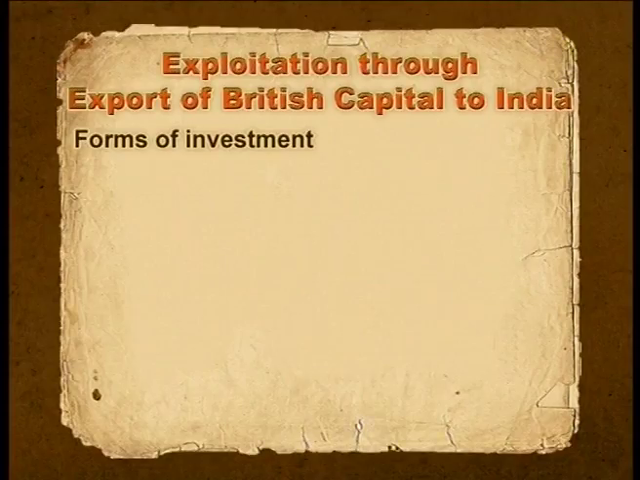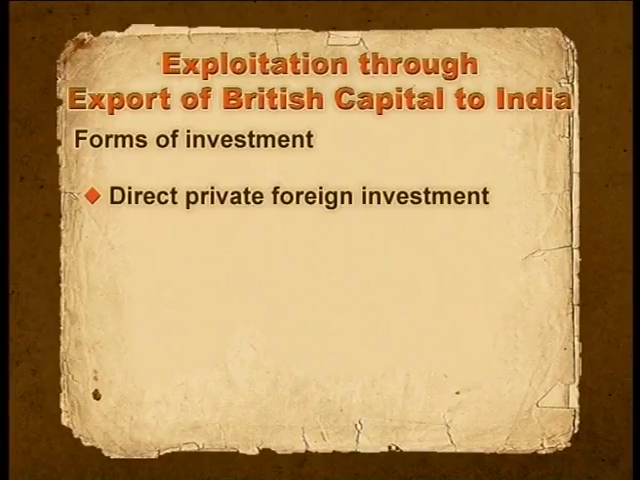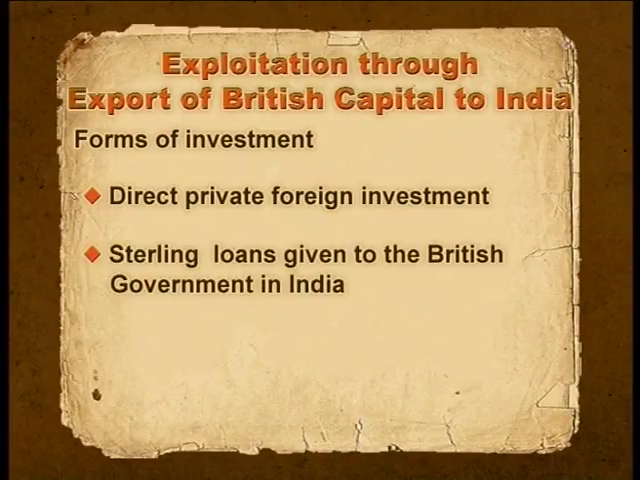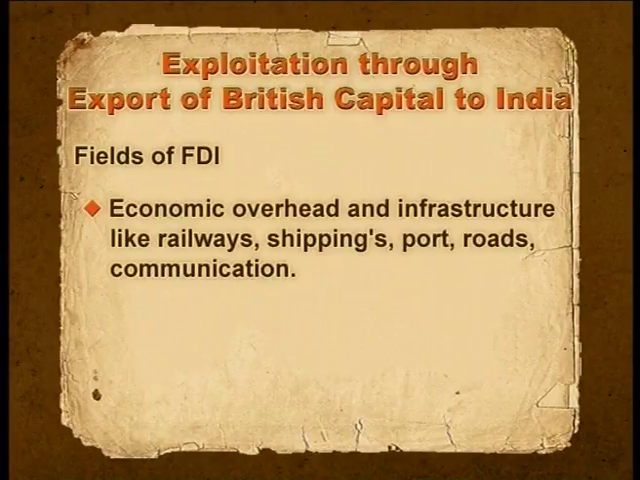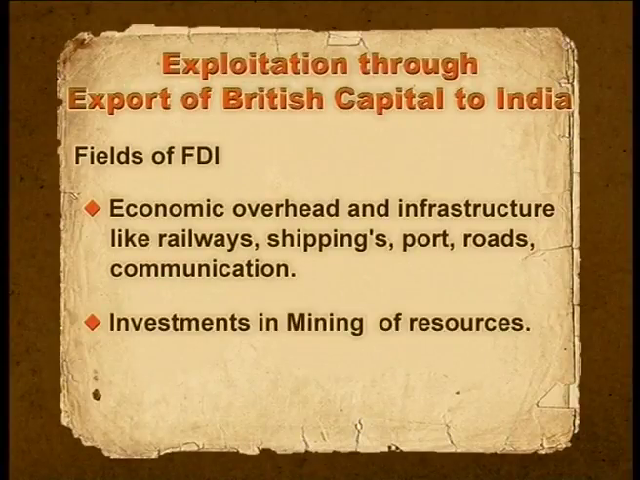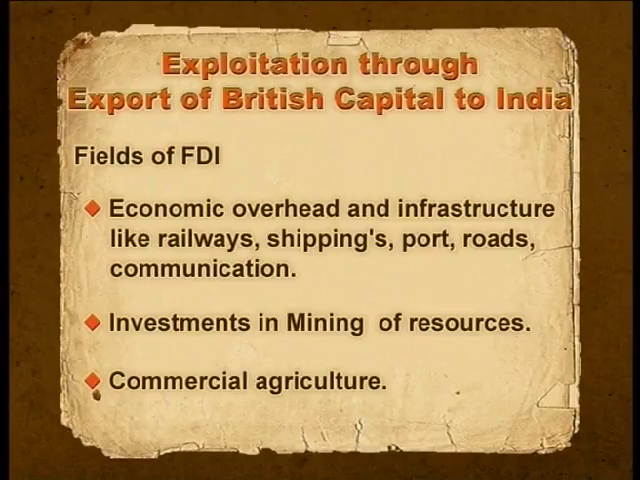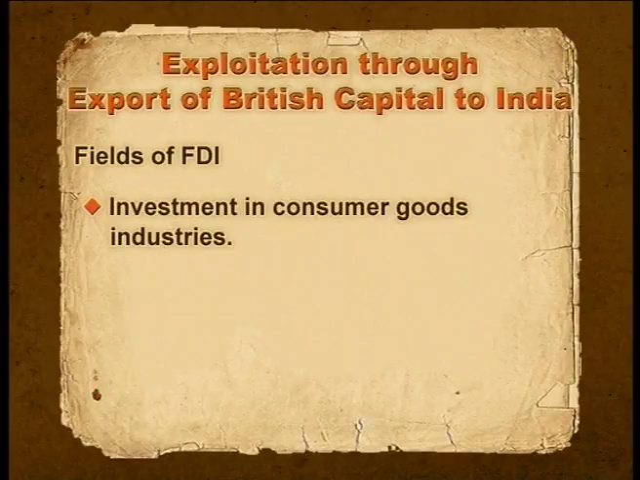How did these investments come to India? They took two forms. One is direct private foreign investment, and secondly, sterling loans given to the British government in India. Through these, they made investments in overheads like infrastructure, such as railways, shipping, ports, roads, communications, and investment in mining of resources and commercial agriculture, and in consumer goods industries.